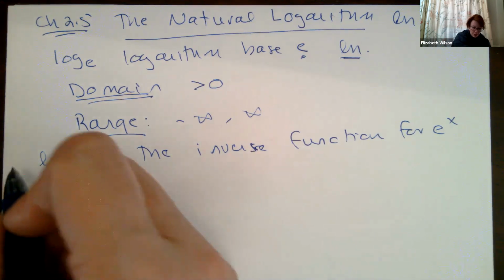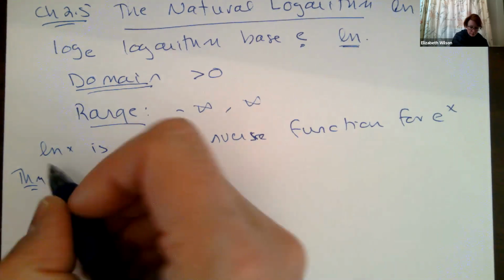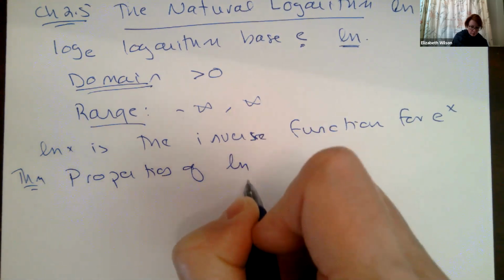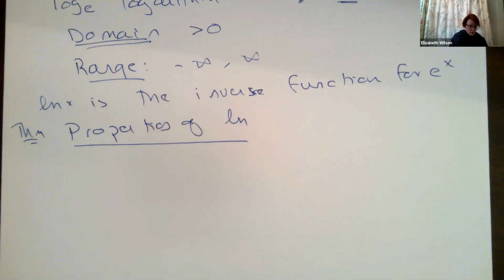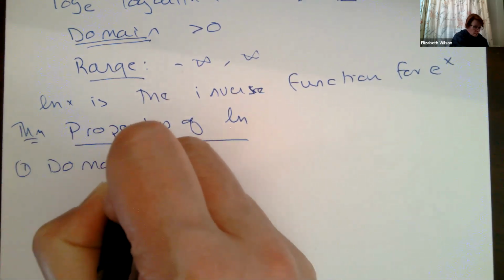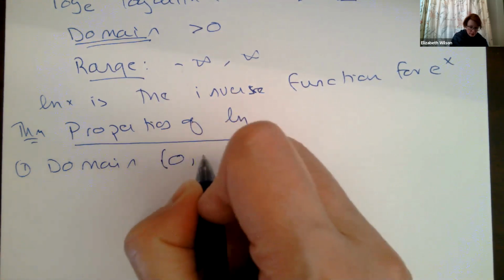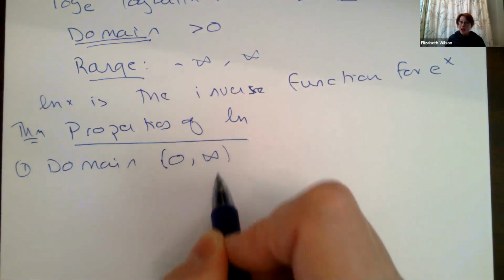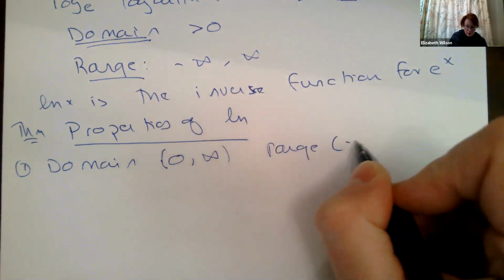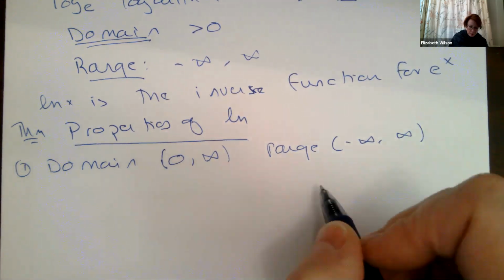All right, so let's talk about properties of our natural log. So we just said this one, our domain is basically 0 to infinity. These brackets here mean not inclusive. And then our range, minus infinity to positive infinity, all possible numbers in our range. And we can see that when we do our graph.